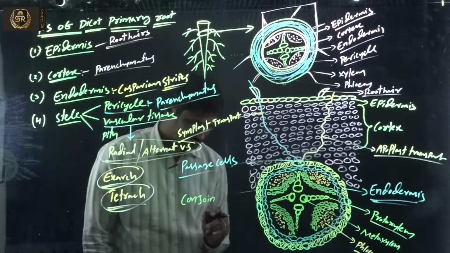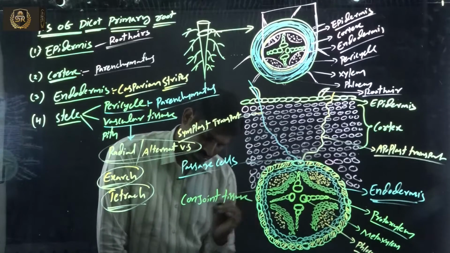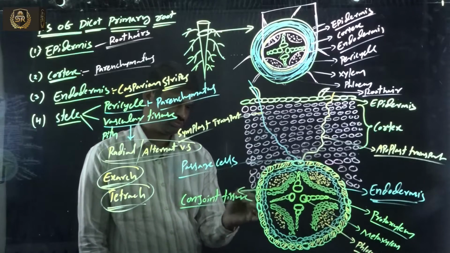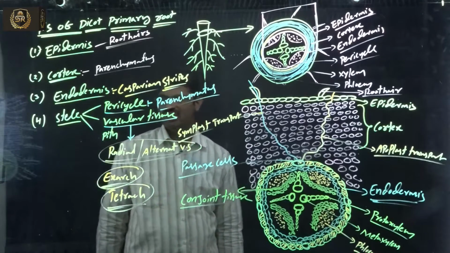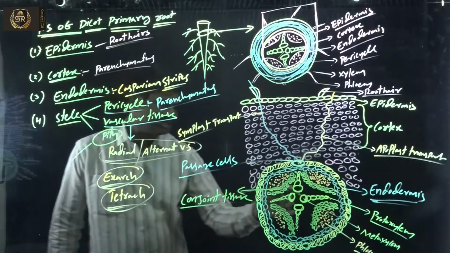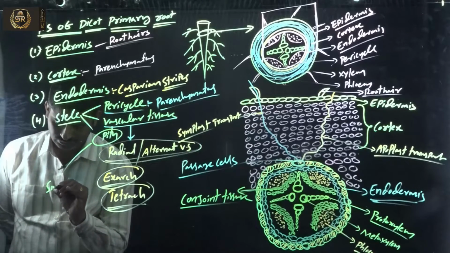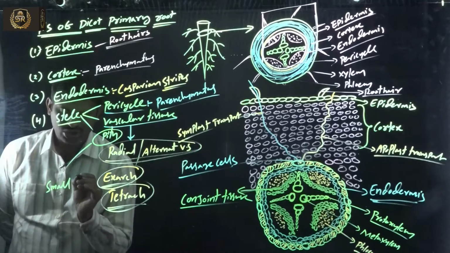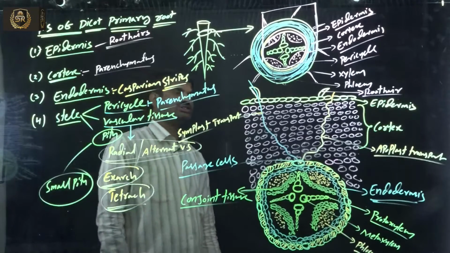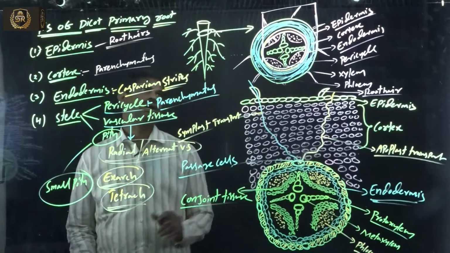Conjoint tissue is present. Reduced pith or small pith is present in the center region. Small pith or reduced pith is present in dicot.